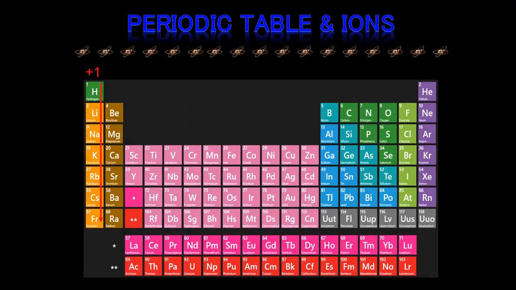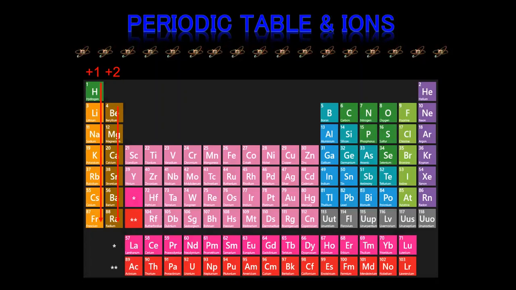Now the next group, group 2, the beryllium group, they have 2 electrons. All of these elements have 2 electrons in their outermost shell. So when they form chemical bonds, they're likely to lose those electrons. And if you lose 2 electrons, then you become positively charged and you have a positive 2 charge.